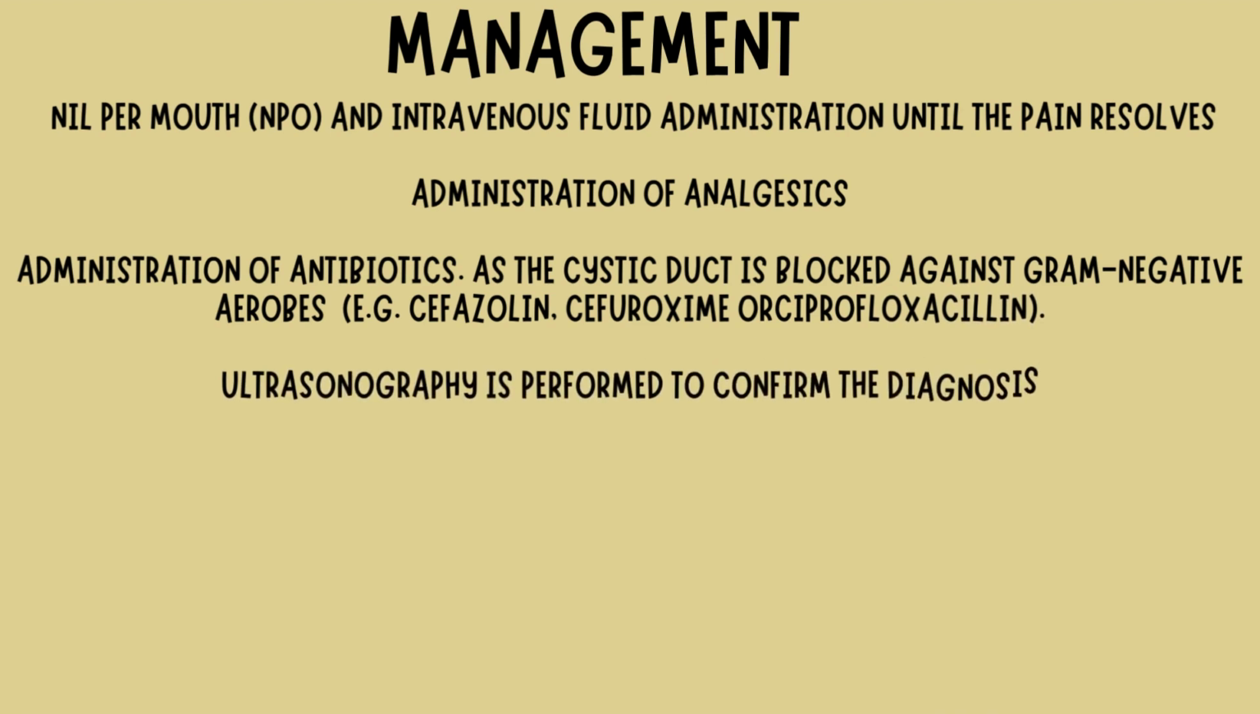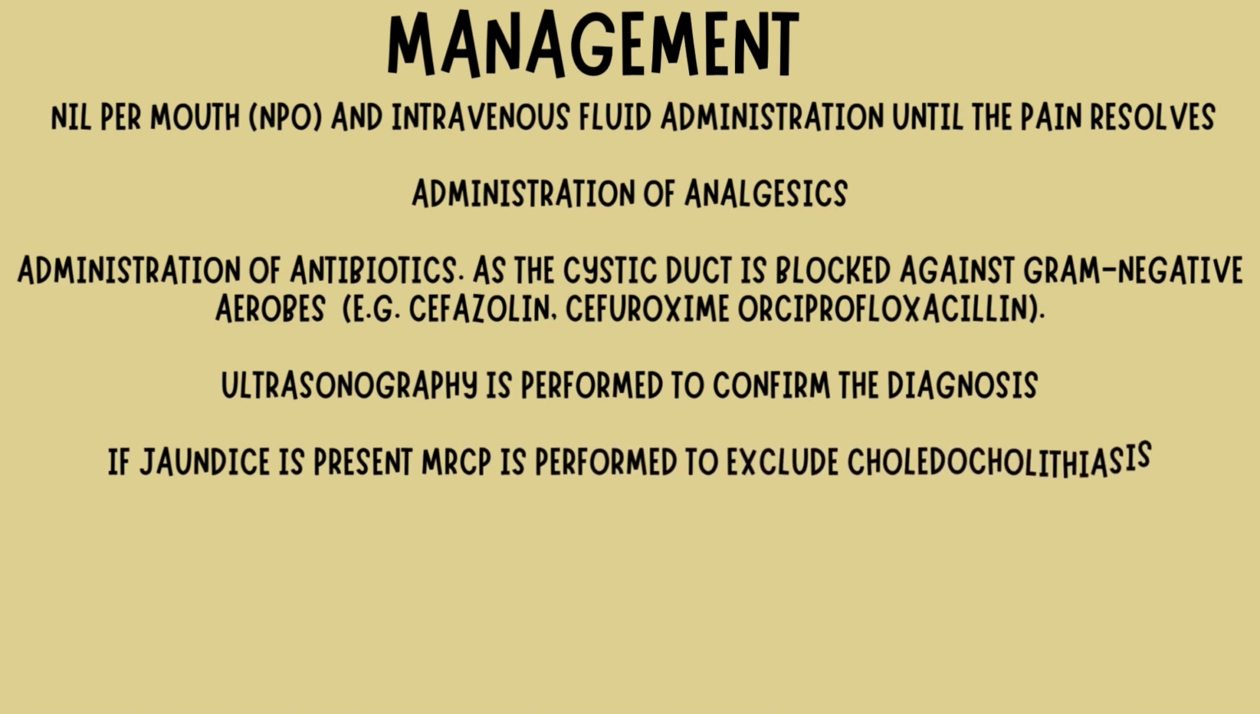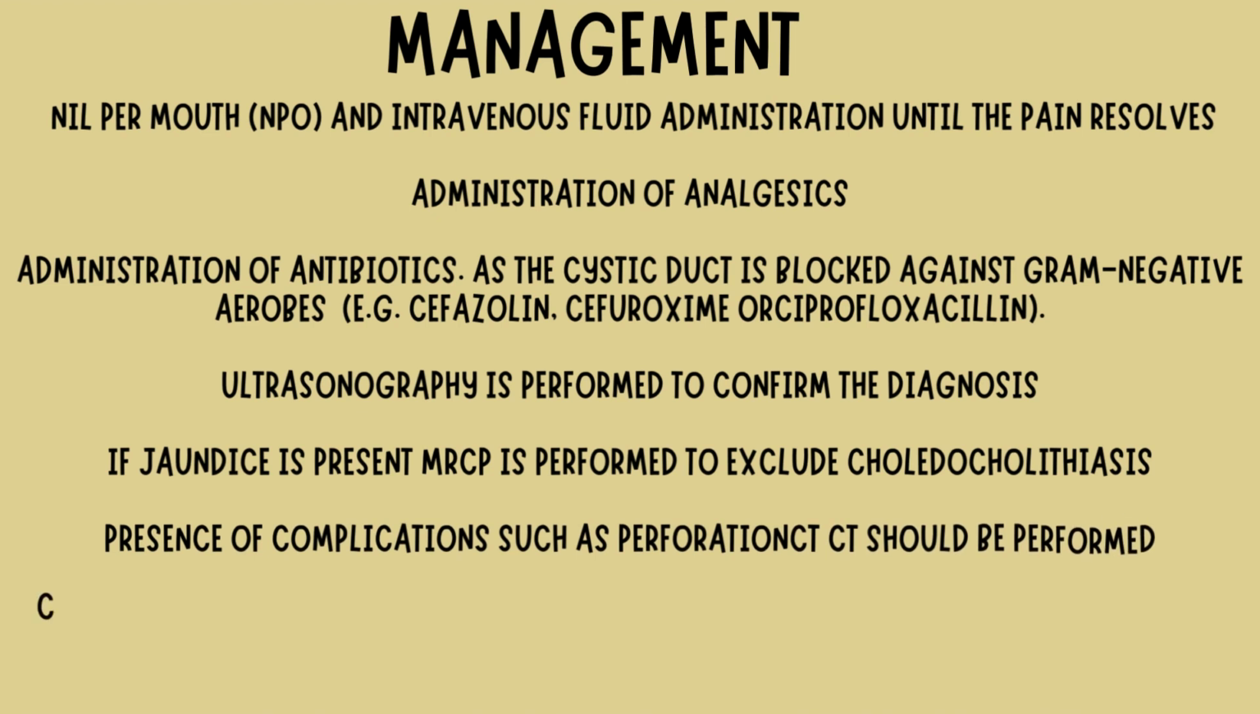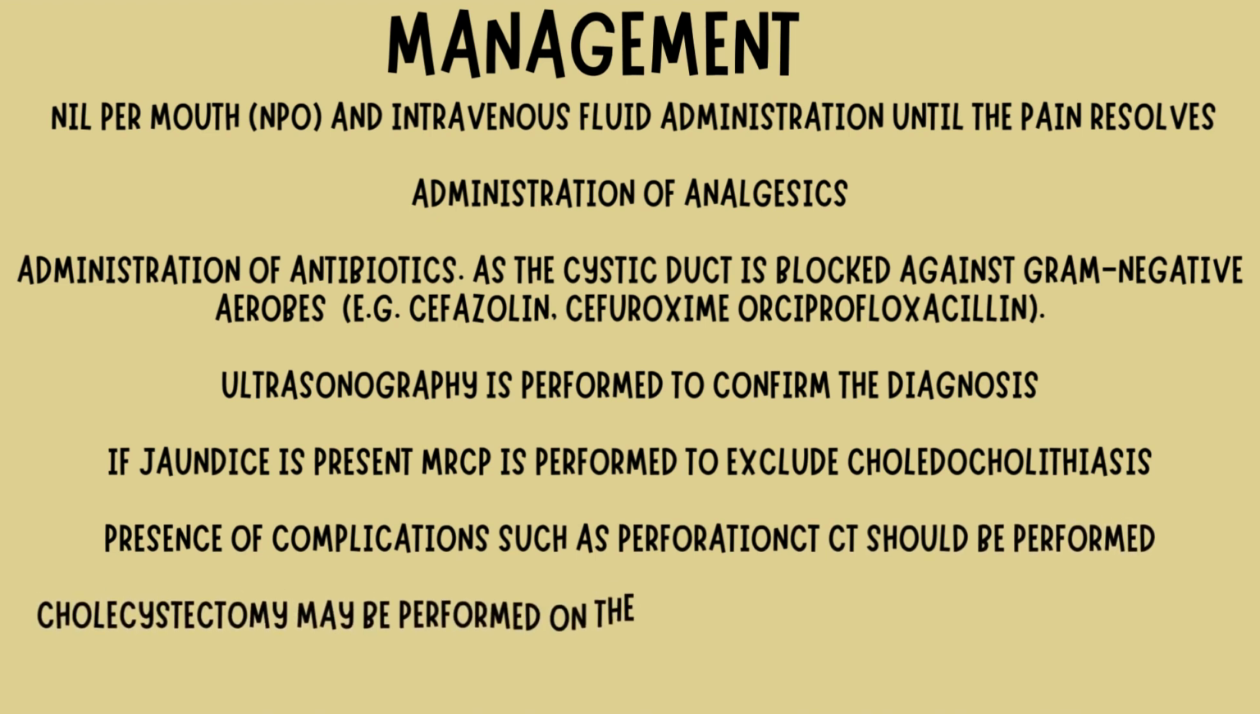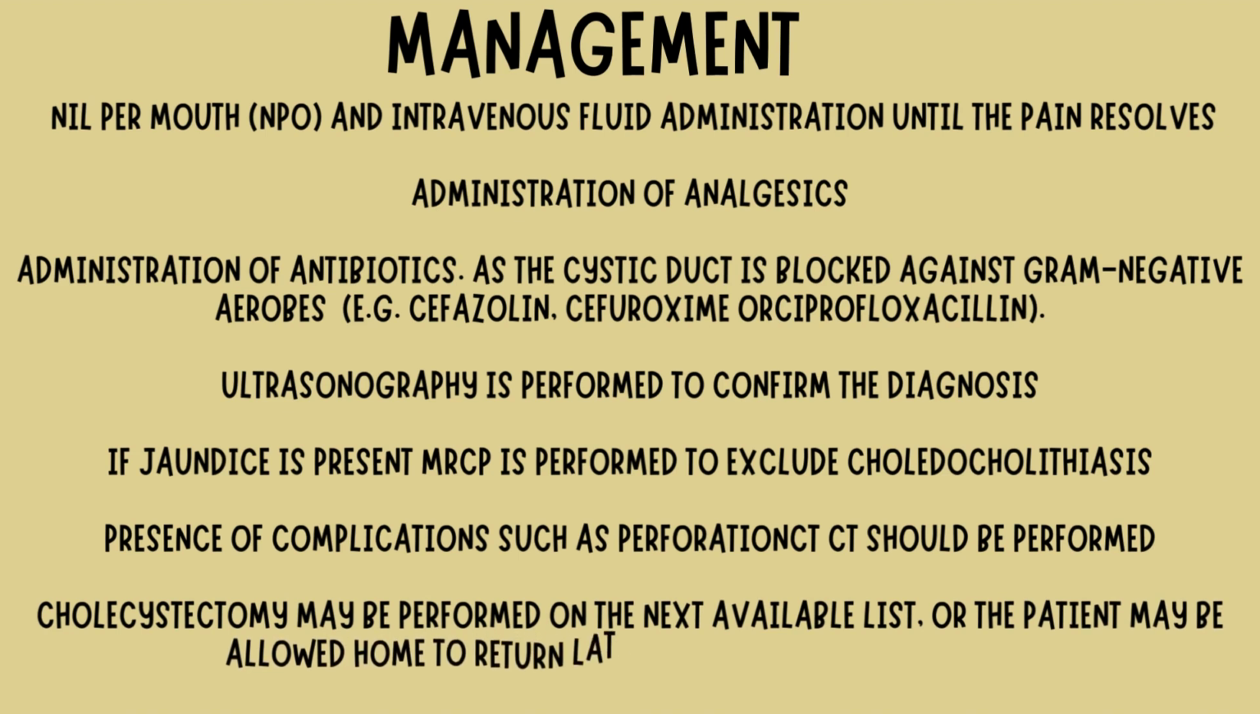If jaundice is present, MRCP is performed. In the presence of complications, you have to perform a CT scan, and cholecystectomy may be performed on the next available list, or the patient may be allowed to return home when the inflammation has resolved and it is performed after 6 weeks.